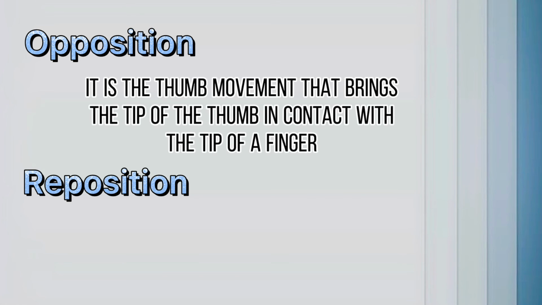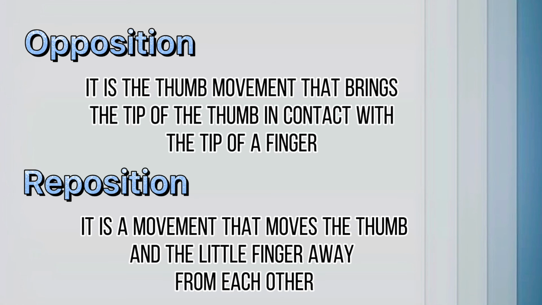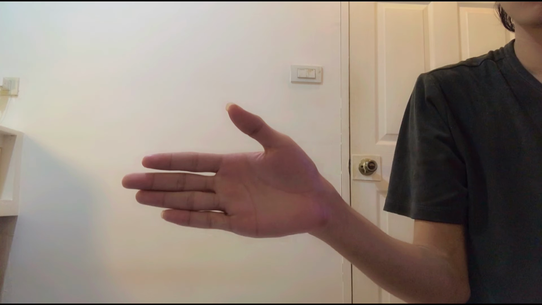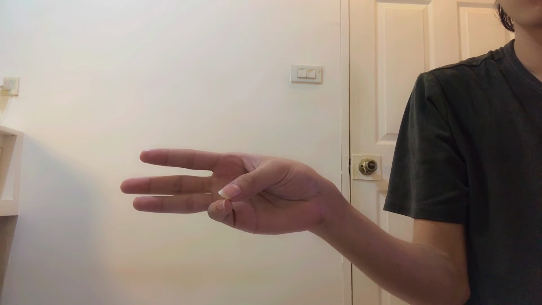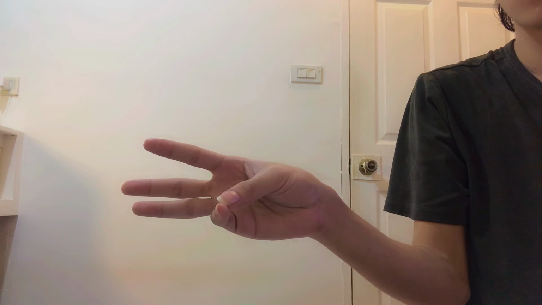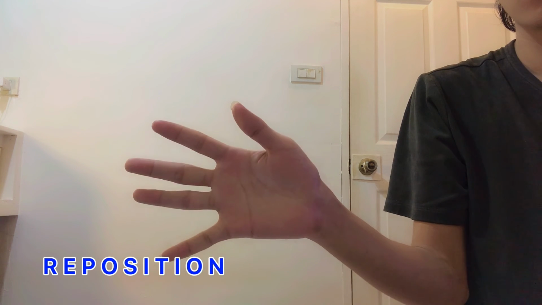Now to our eighth pair of anatomical movements, which is opposition and reposition. Opposition is the thumb movement that brings the tip of the thumb in contact with the tip of a finger. And reposition is a movement that moves the thumb and the little finger away from each other. So here's how I will properly execute the opposition and reposition. In opposition, my thumb and my little finger contact each other, while reposition is moving them away. So once again, opposition and reposition.